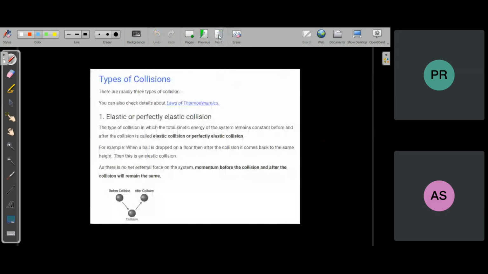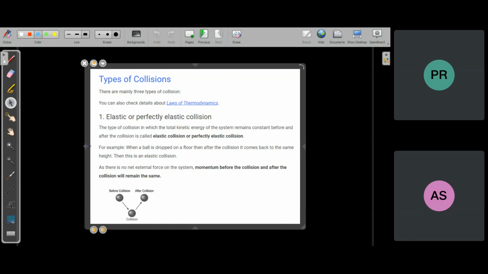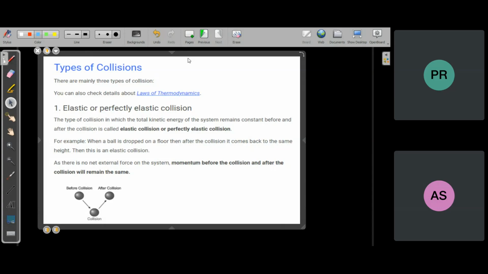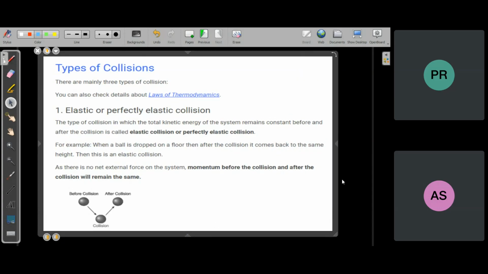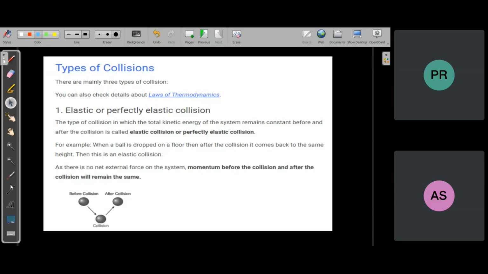So that ratio will give you a number. It is a unitless number. That number just gives you an idea about the type of collision. Now we will discuss coefficient of restitution in every type of collision. So let's first start with the first type of collision, which is elastic, also called perfectly elastic collision. Whenever they write simply elastic collision, by default it means perfectly elastic.